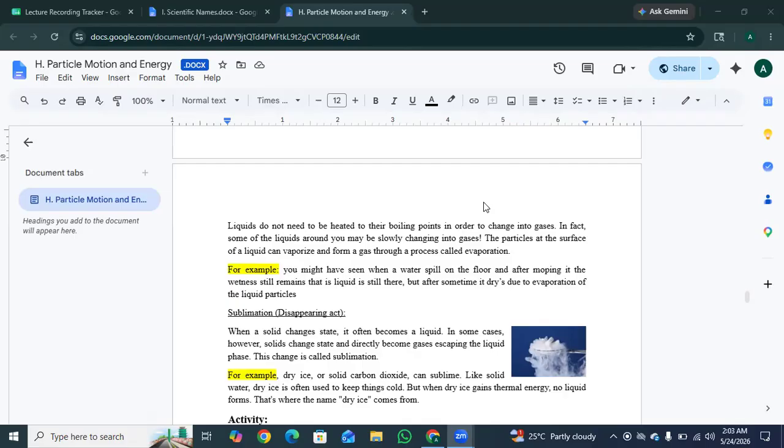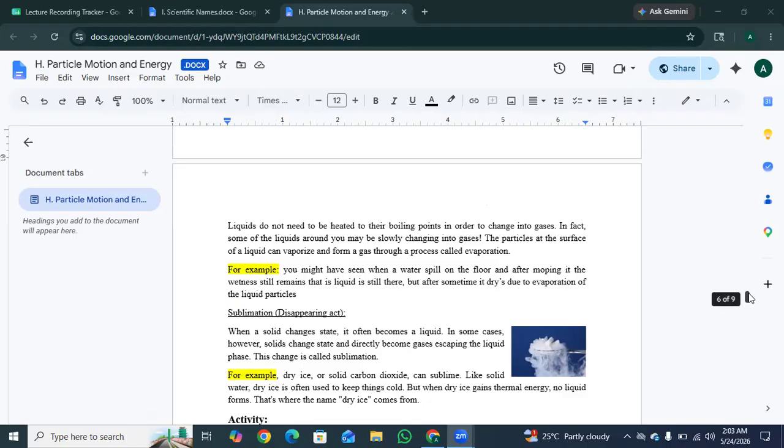So how does it work? Particles right at the surface of the liquid can break free and turn into gas. This process is basically called evaporation. Okay? So take an example: when you mop a floor, the leftover wetness dries up on its own because the water particles evaporate into the air.